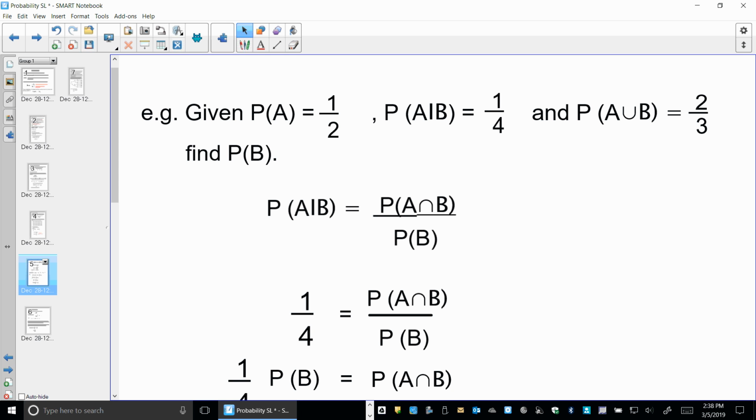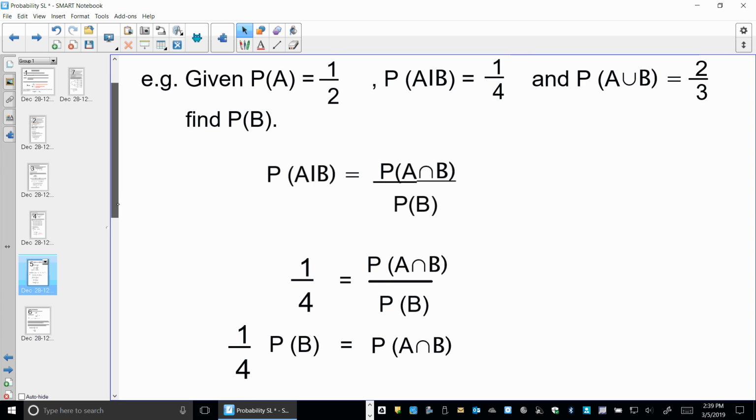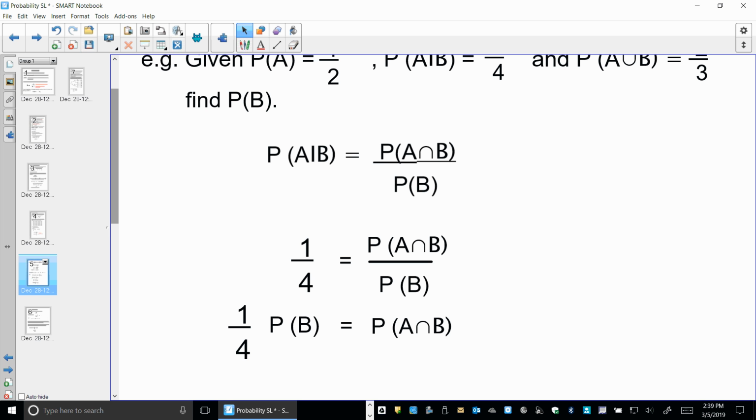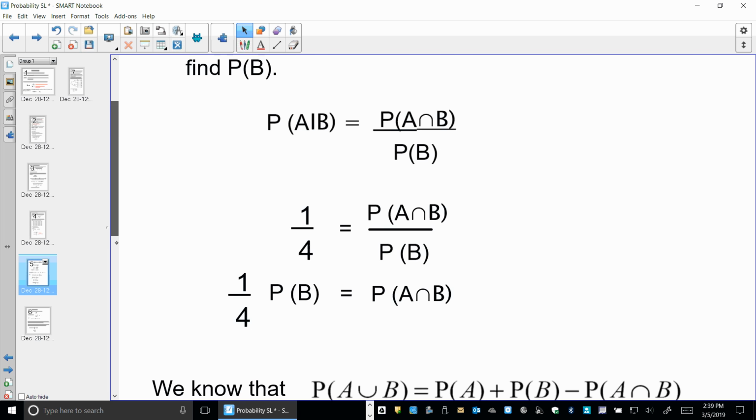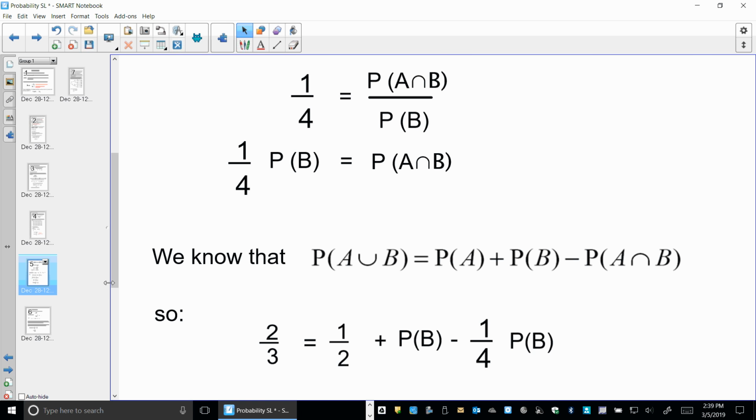Yes, so I've changed my letters to the A and the B. So I know that this is 1/4. I know it's this over this. So I could actually rearrange this to be that the intersection is 1/4 of PB. So I still don't know what PB is, but I know that the intersection is 1/4 of it. So that means that now I can stick that information into this formula.